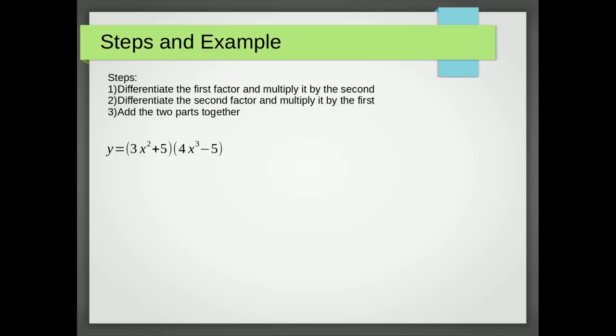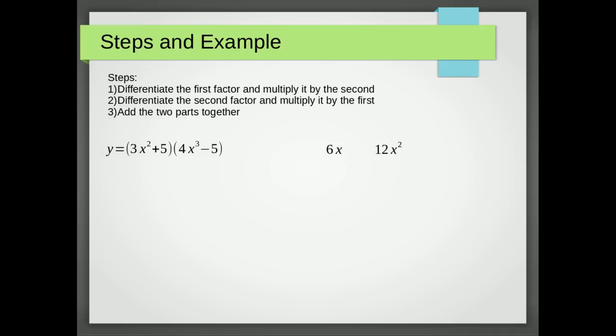So here's our example. y equals 3x squared plus 5 as our first factor, multiplied by 4x cubed minus 5 for our second factor. Now just at the side, if we differentiate 3x squared plus 5, we get 6x. And if we differentiate 4x cubed minus 5, we get 12x squared.